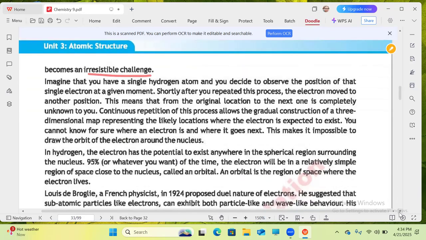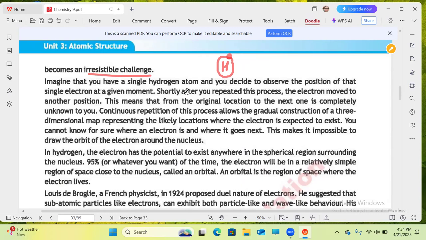Yes. Okay, so how did he describe his principle with the help of an example, with the help of an experiment? Imagine that you have a single hydrogen atom and you decide to observe the position of that single electron at a given moment. As we well know, a hydrogen atom has atomic number only 1. It has only one proton and one electron in its shell. So we have to predict the exact location of that electron present in the hydrogen atom.